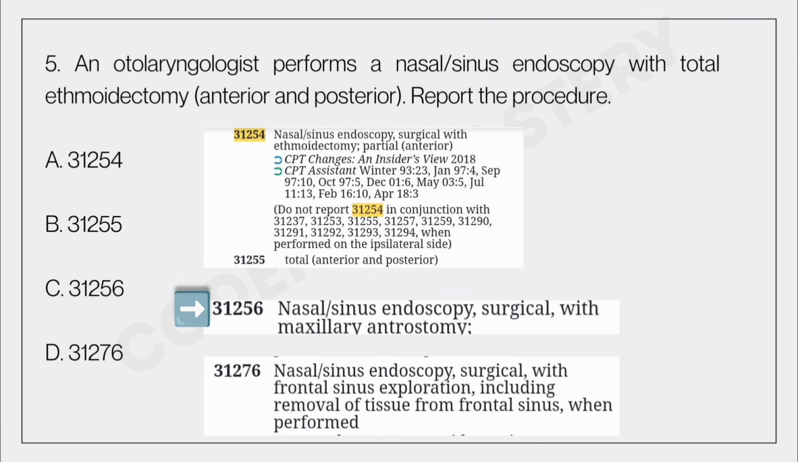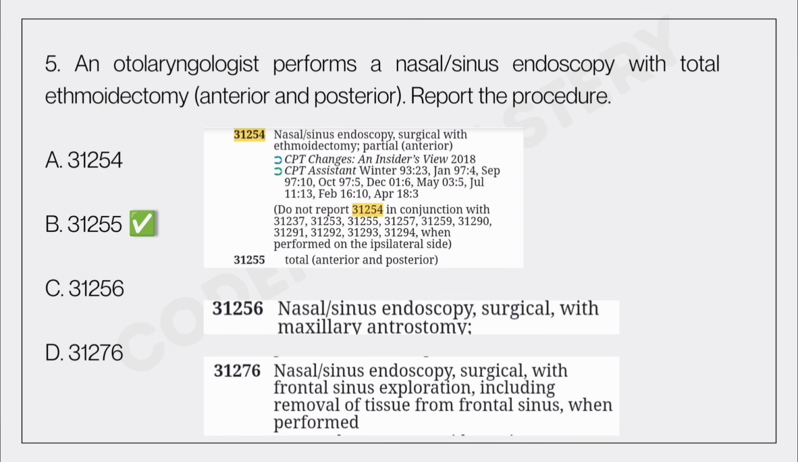31256 is for nasal or sinus endoscopy, surgical with maxillary antrostomy, and 31276 is for nasal or sinus endoscopy, surgical with frontal sinus exploration, including removal of tissue from frontal sinus when performed. In the question, the important term is anterior and posterior. So, the right answer will be 31255, that is option B.